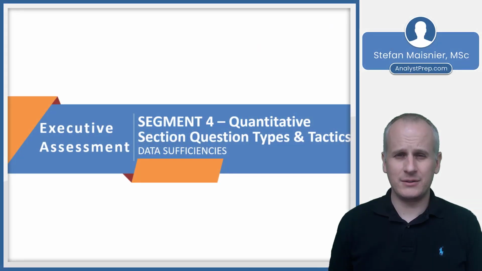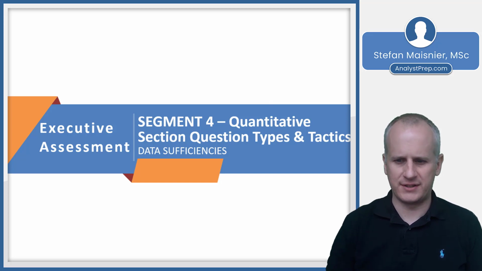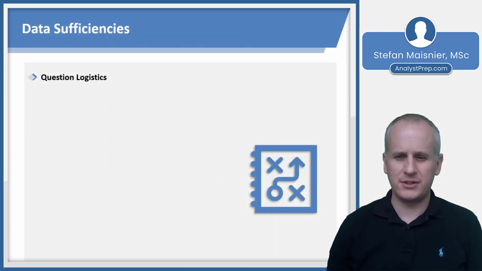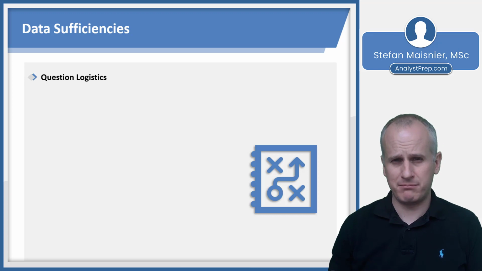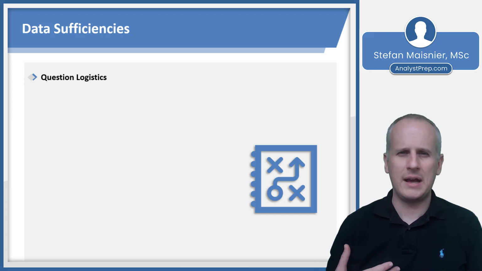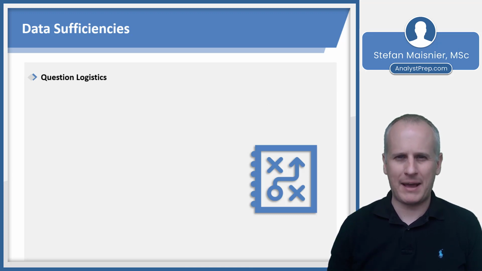Welcome to this lesson where we're going to discuss one of the two question types you'll encounter on the quantitative section of the Executive Assessment, the data sufficiencies. So, the data sufficiencies are the proprietary, unique question type of the Executive Assessment and, by extension, the GMAT that the GMAC produces as a way of testing managerial competency through mathematical understanding.